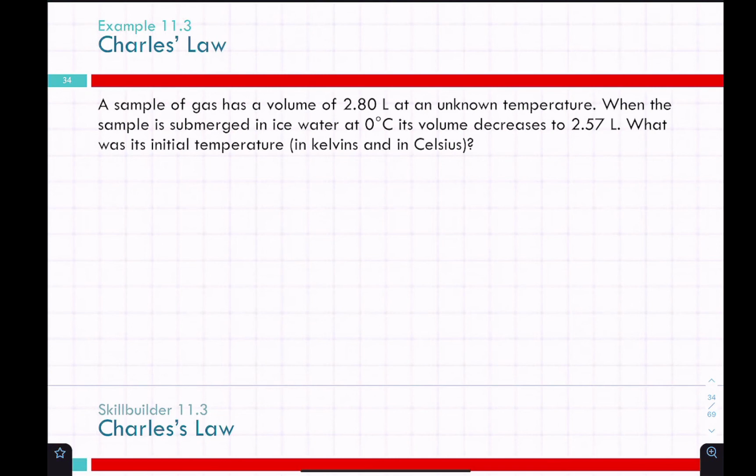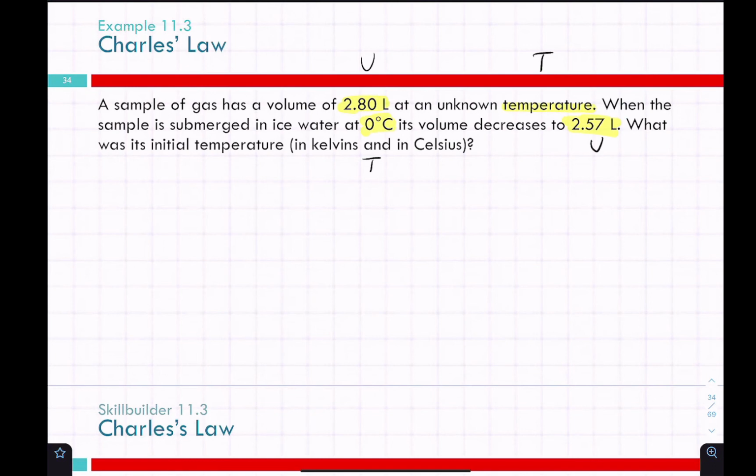So if we look at our units, we have 2.8 liters, and now 2.8 liters at an unknown temperature. When the sample is submerged in ice water at 0 degrees C, its volume decreases to 2.57 liters. So what was its initial temperature in Kelvin and in Celsius? Right, so we only have temperatures and volumes. Because we can say this is a volume, this is a temperature, that's a temperature, and that's a volume. So that's going to be Charles' law, or the relationship between temperature and volume.